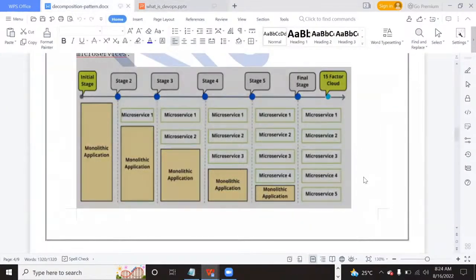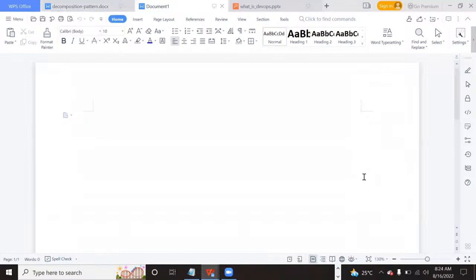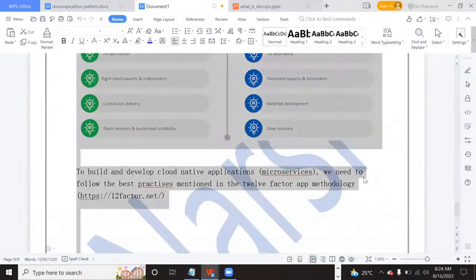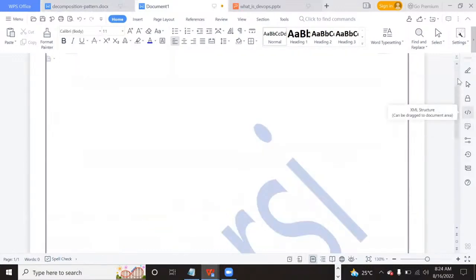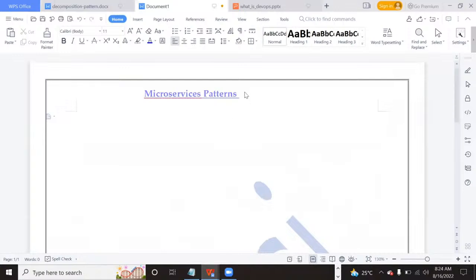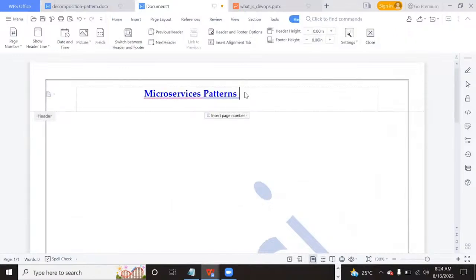Just let me take one new Word document. So, DevOps introduction, or DevOps demo one. DevOps with AWS demo one. DevOps with AWS on Linux platform.